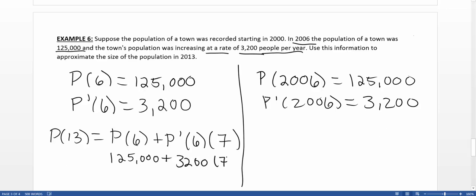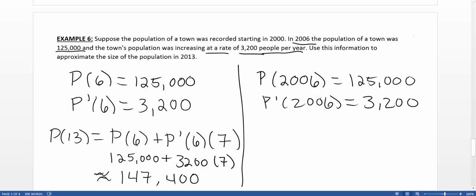And again, I'm going to multiply 3,200 times 7 first and then add 125,000. And I'm going to get that my population in 2013 is approximated as 147,400.